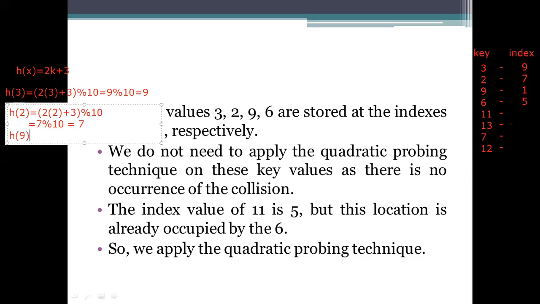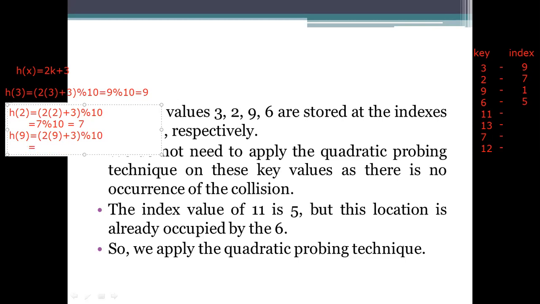Yes, now in this h of 9, we are taking x, that is k, as 9 here. The 9 value has to be substituted in the place of this one. Again plus 3 modulus 10. Okay, now what is the value here?